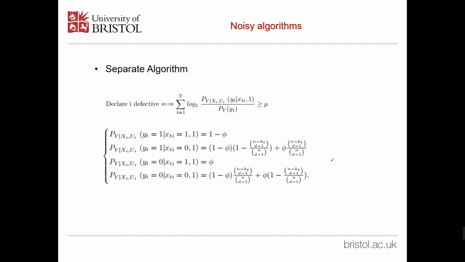And there are two more special algorithms in the noisy situation: the separate algorithm and belief propagation. The separate algorithm mainly uses knowledge related to information theory, using conditional probability and entropy for identification. And we use this formula to identify defective atoms, and this is the conditional probability of this.